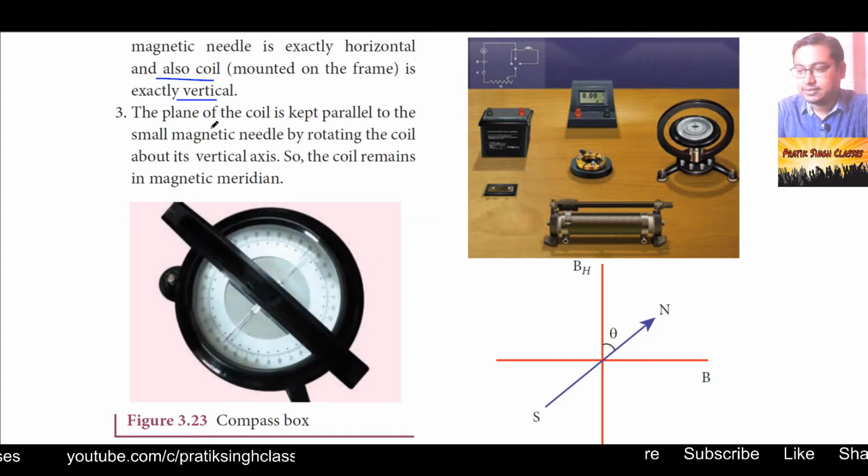Its vertical axis. I am getting a lot of messages. Let me keep my mobile phone in silent. Just a moment.